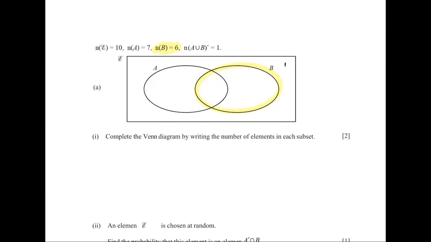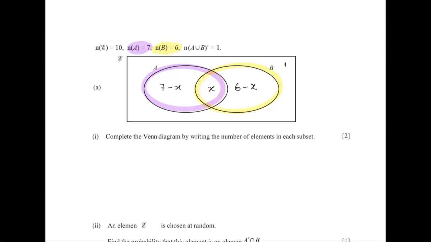Complete the Venn diagram by writing the number of elements in each subset. So we have 10, and then we have number of A is 7, number of B is 6. They are not all together because some of them overlap here. And this is the overlapping amount. So I like to put an X here, and then everything added together should be 10. So here should be 7 minus X, here should be 6 minus X, because this portion has been placed in the middle right here.